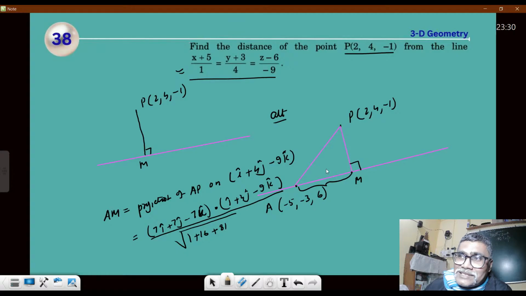So now just apply the Pythagoras theorem to find PM. This is a very interesting method. Very interesting method. Recently only I found it. But otherwise we used to do it by the general method, by finding the foot and then simply finding the difference.